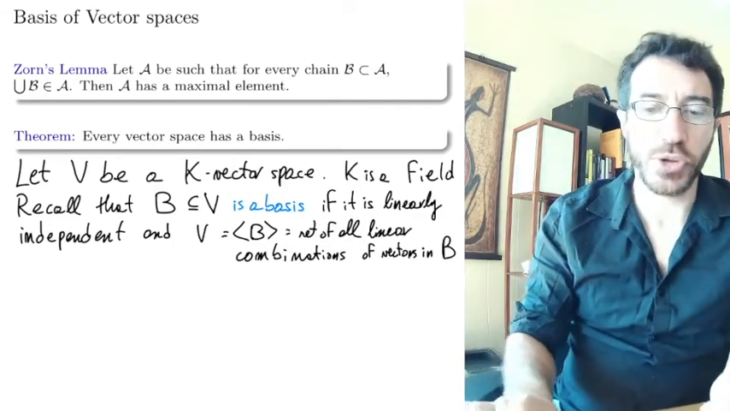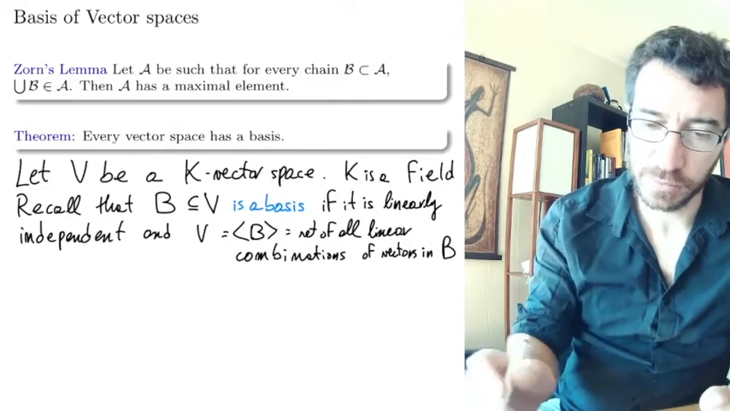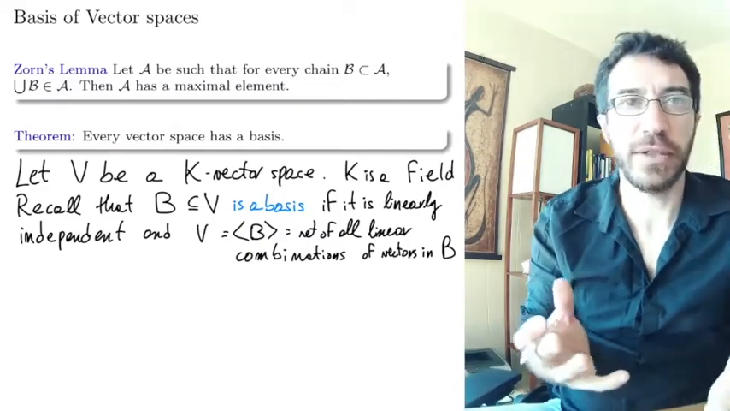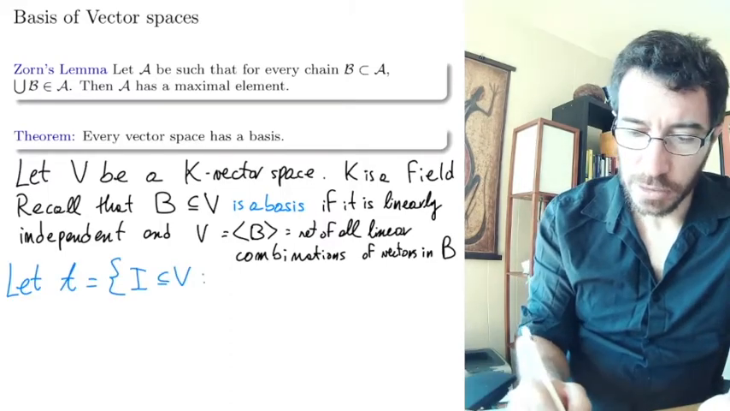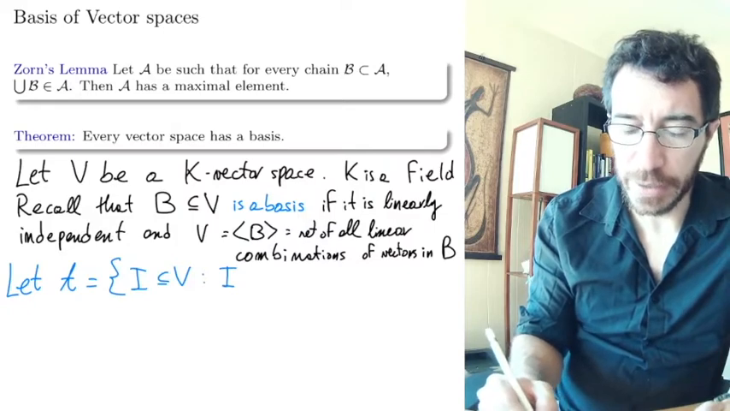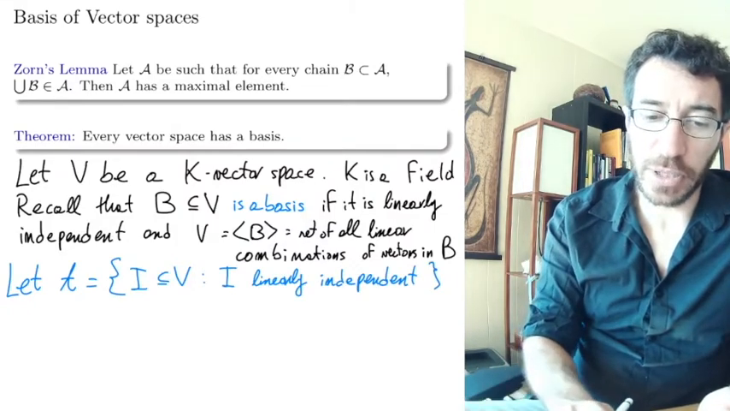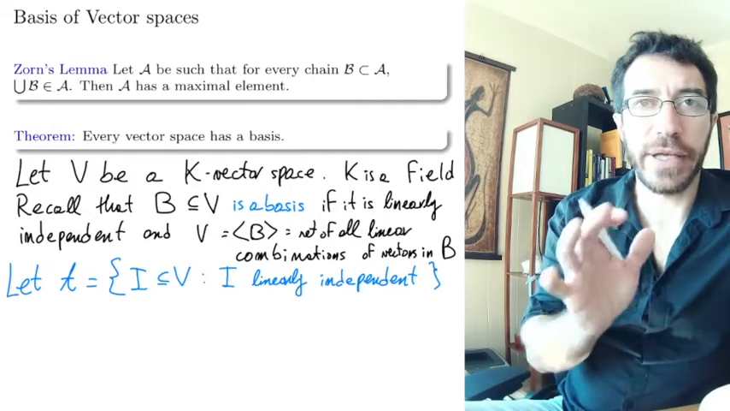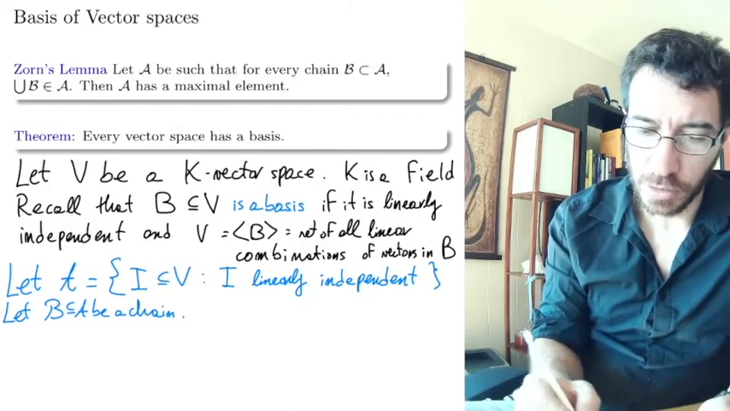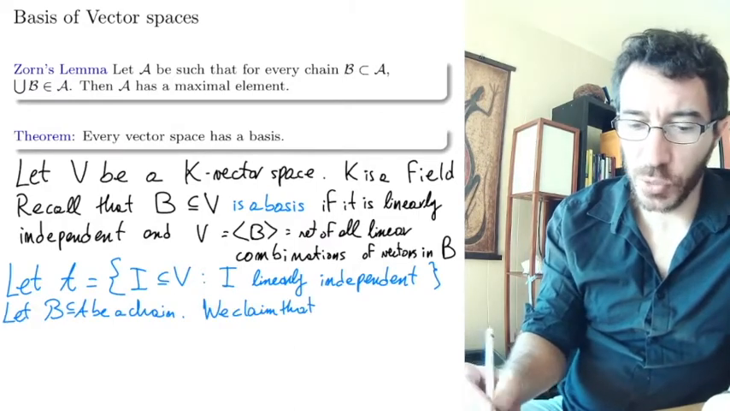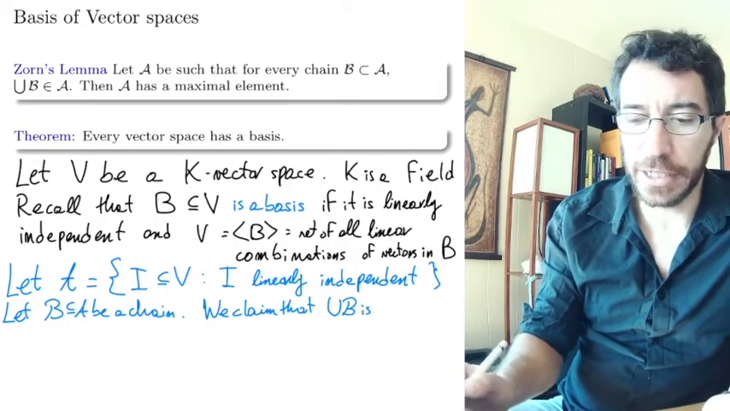So how is it that you use Zorn's lemma to get such a basis? Well, we have to start by defining our collection of sets. So we start by taking all the sets of vectors which are linearly independent. Okay? So now we need to show, if you want to use Zorn's lemma, that the union of every chain belongs to the set. So we claim that the union belongs to A, that is, the union of this chain is linearly independent.